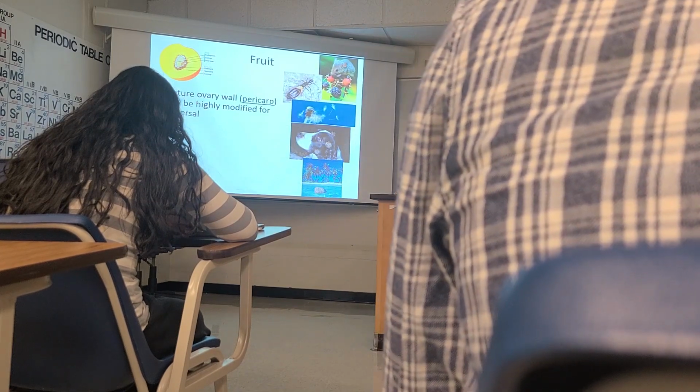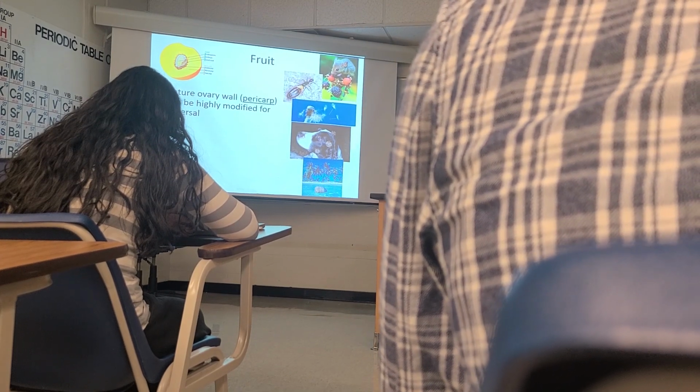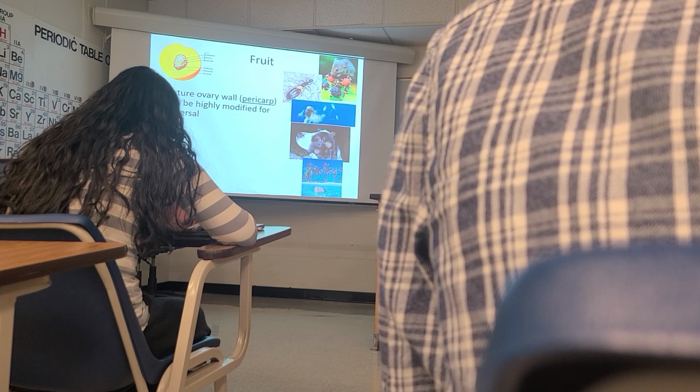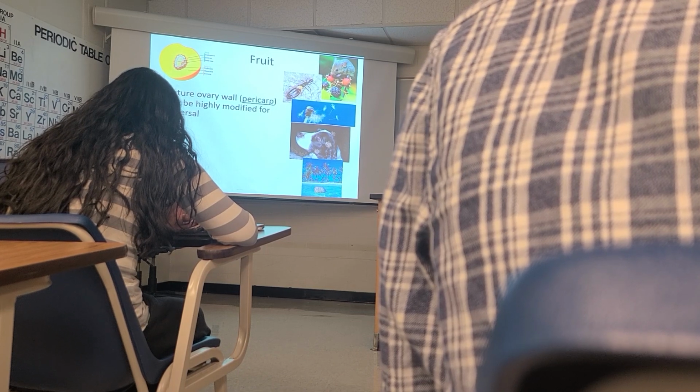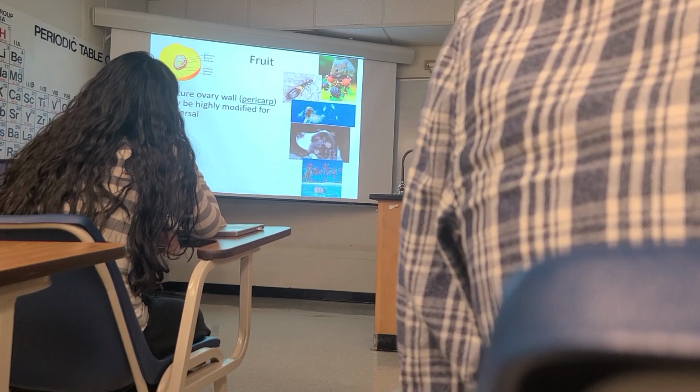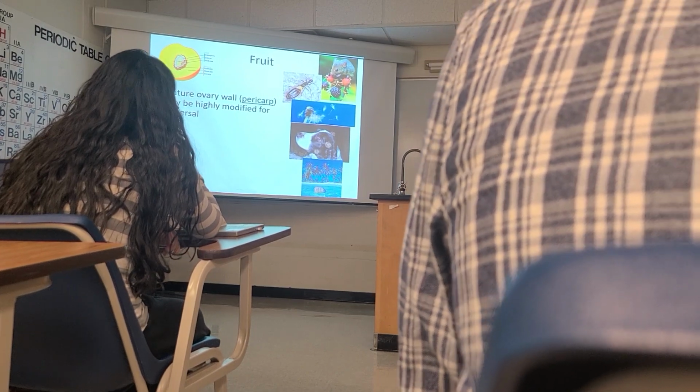Okay, now remember, the ovary wall, which is part of the fruit, is called pericarp. Now in lab, we actually split it up into different layers too. We had the exocarp, mesocarp, endocarp. I'm not going to do that here for this lecture. We're just going to talk about the ovary wall as a whole and just talk about it as the pericarp.